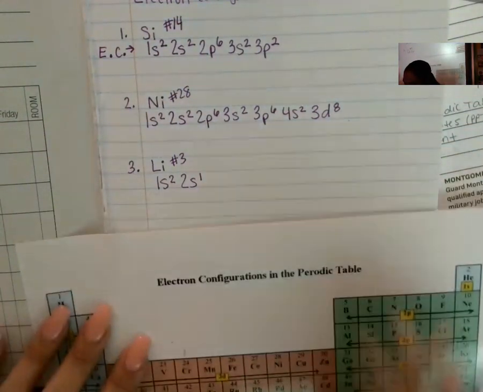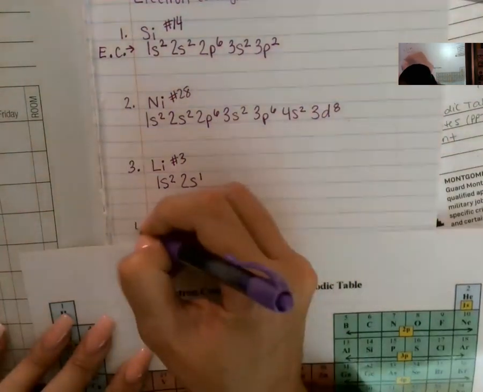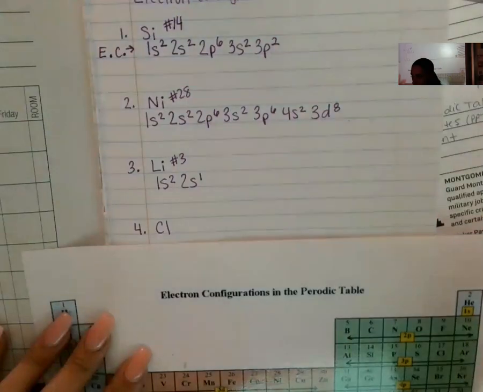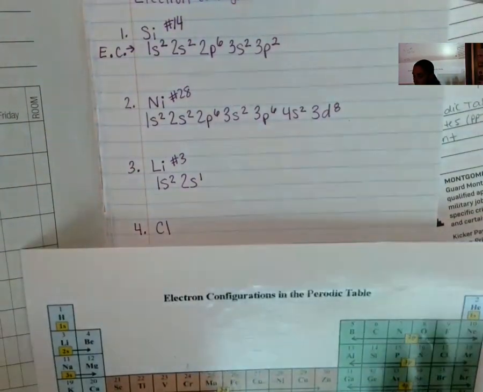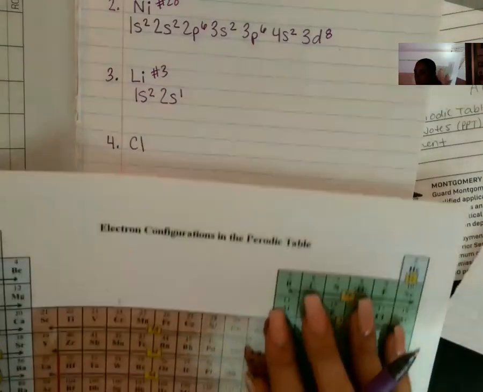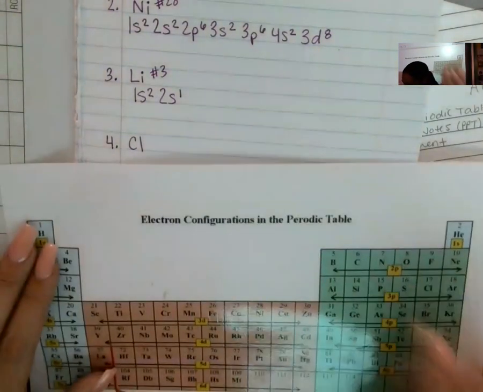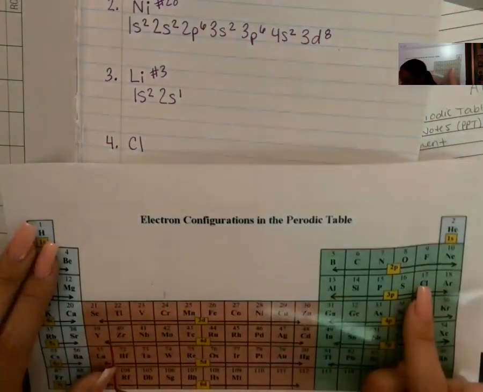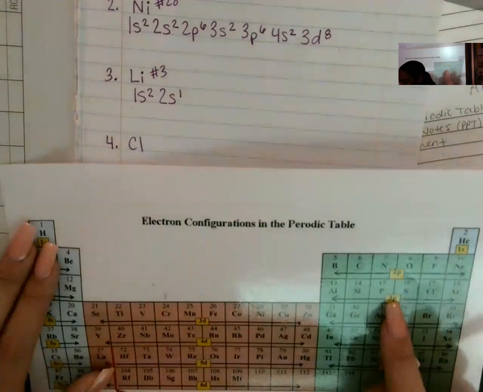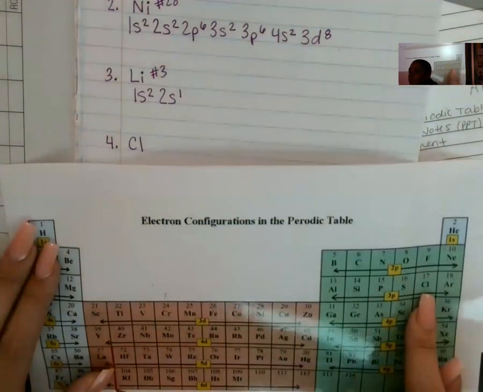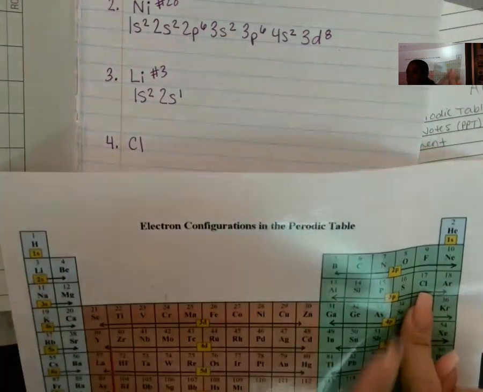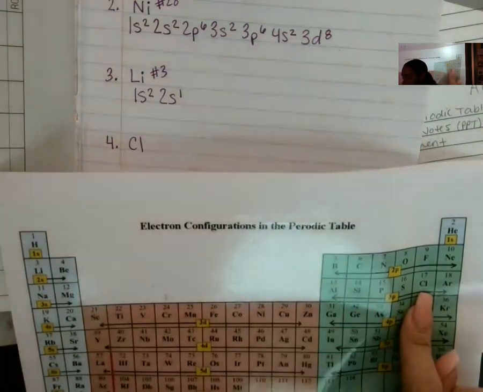Okay, let's do one more example. Skip 2 lines, and we'll do chlorine. All right, chlorine is number 17, so we're stopping right here. We know we're going to end up on 3p5, right? The 5th one. So everything else is going to be the same as what we've been writing, and we're just going to stop at 3p5.